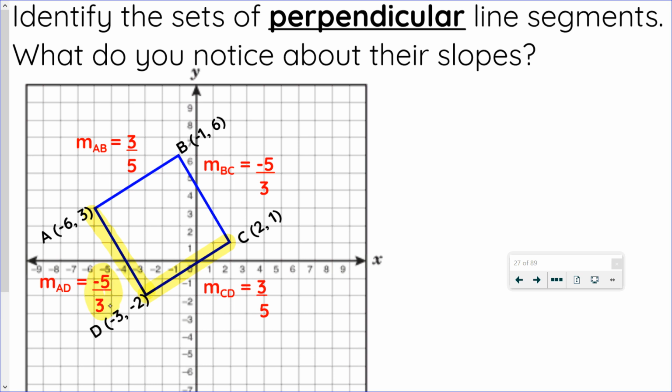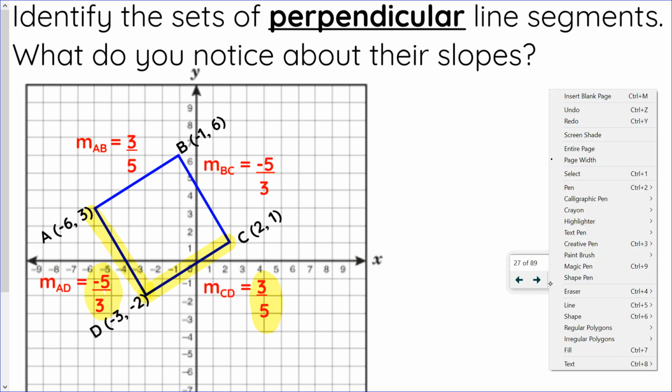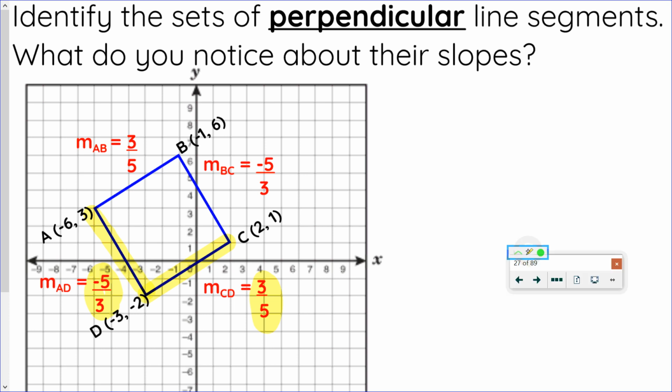CD has a slope of 3 over 5. So they're not the same, but let's see if there's a pattern. Let's look at another one. So I'm going to go over here and I'm going to say that AB is perpendicular to BC. So looking at that, let's look at the slope. So this one's 3 over 5 and this one's negative 5 over 3.